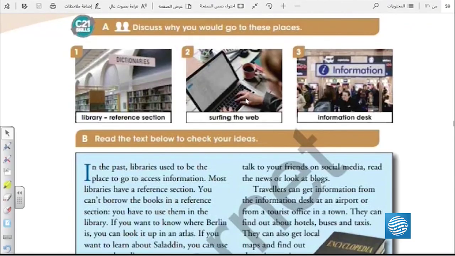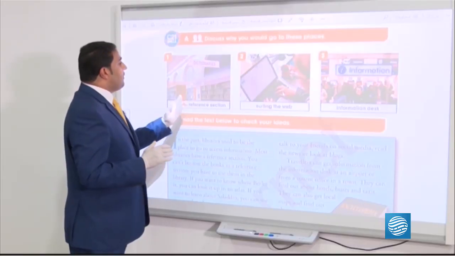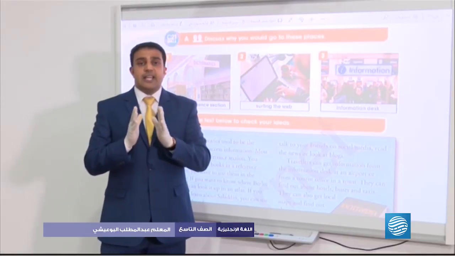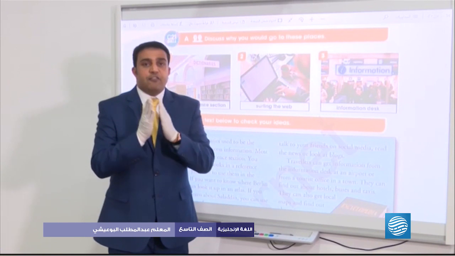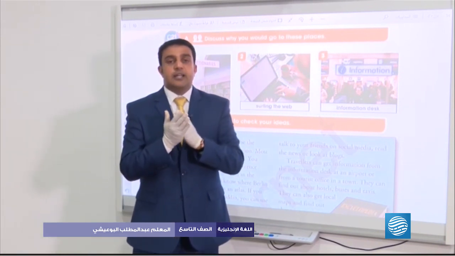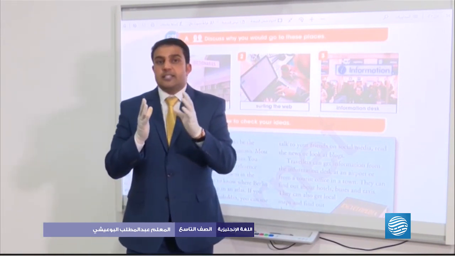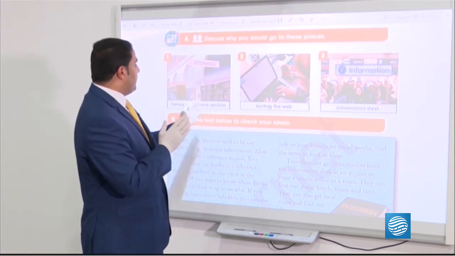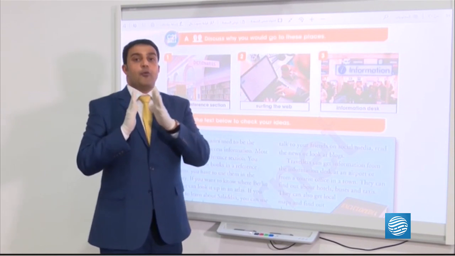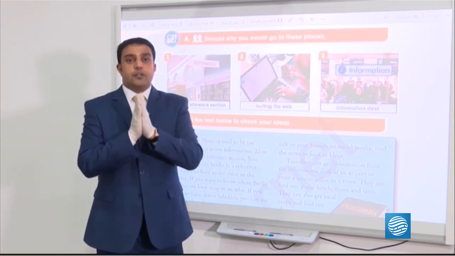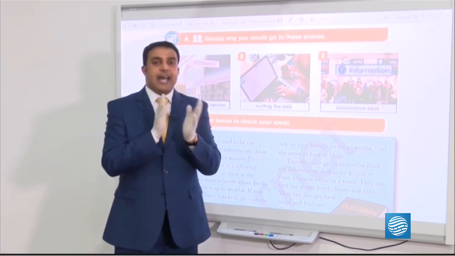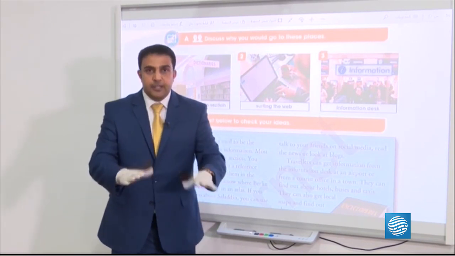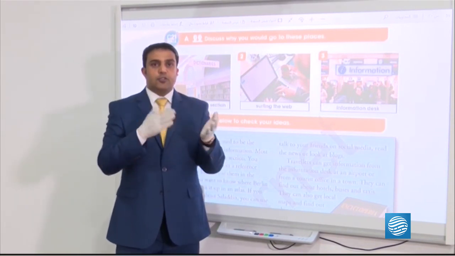Library, reference section. The reference section here is a place where you can find the book you are looking for and only stay there and read it. Don't take it out.